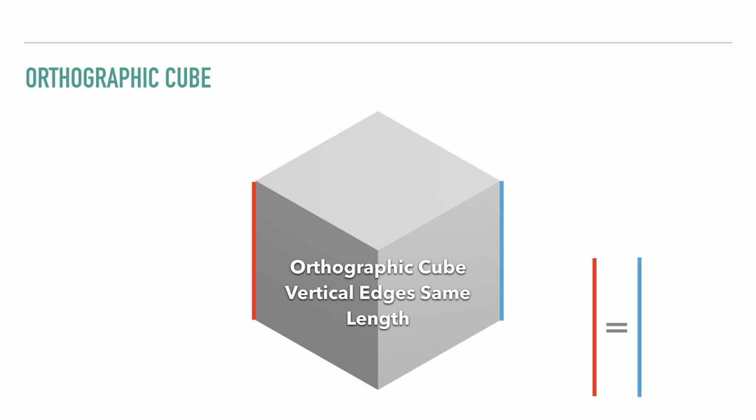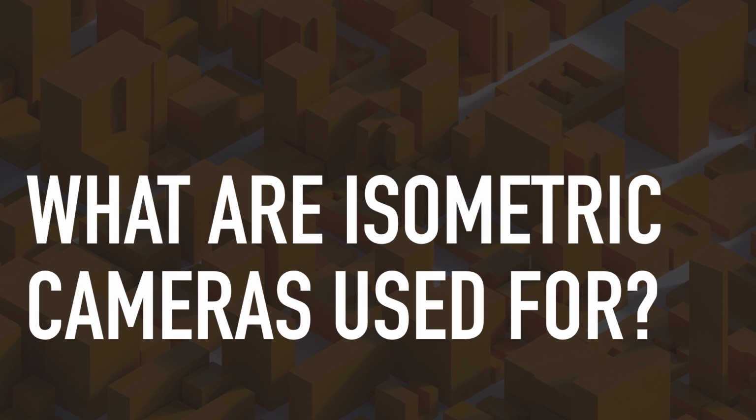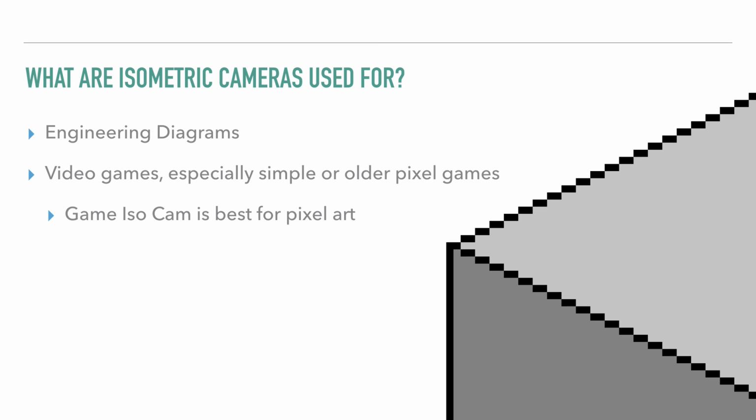For an isometric view on a cube, all vertical edges are the same length. The 90-degree angle on the top will be projected to be a 120-degree angle at the top and bottom, and it will be projected to be a 60-degree angle on the sides. So what are they used for? Well, an orthographic projection is very common in engineering diagrams. The Game IsoCam makes diagonals of a cube move 2 pixels horizontally for each 1 pixel it moves vertically, which is great for pixel art. So if you're making pixel art, use the Game IsoCam.